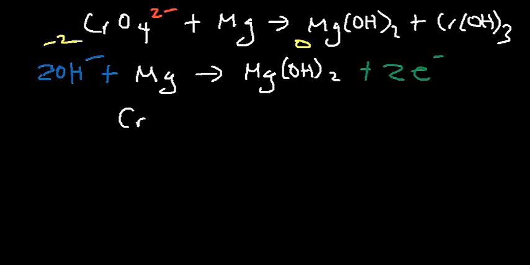So we have CrO4 2 minus and Cr(OH)3. Now this one is going to be more complicated than usual, because we already have hydrogen present. So feel free to pause the video and try to balance it. This one is going to be harder than the other ones.